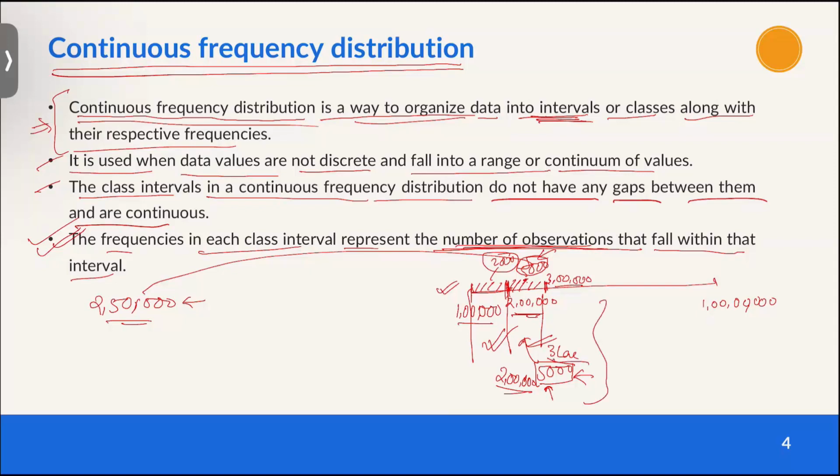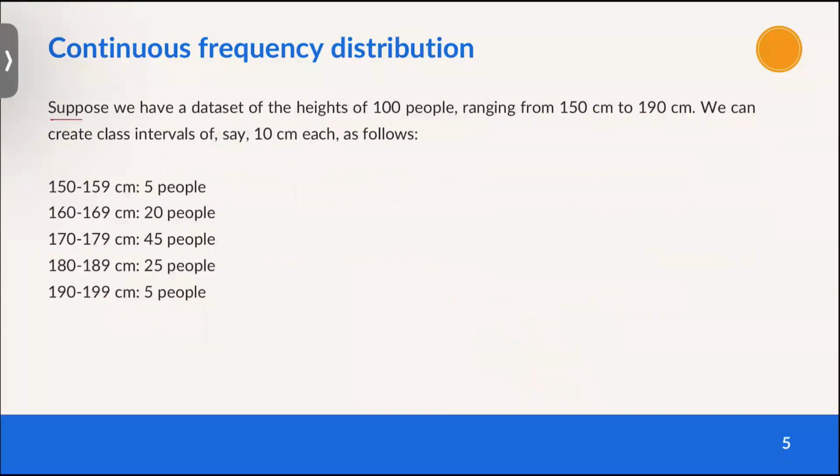Okay. So one more example I have given here. It says that we are doing an experiment and we have data of height of 100 people. So we have 100 people here and we are doing an experiment for the height. So you know that height can be expressed in a continuous manner. So someone's height can be 153 centimeter. Someone's height can be 153.3 centimeter. Someone's height can be 163.25 centimeters. So this is a continuous range.